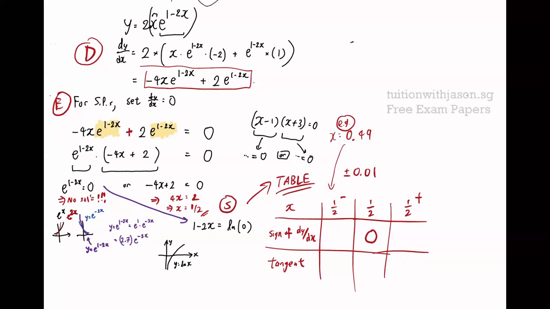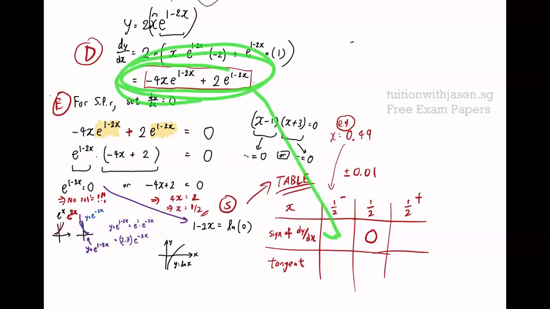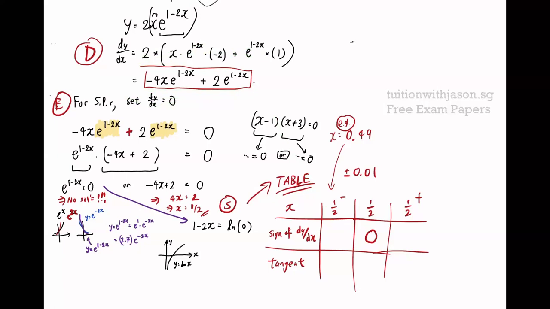So pick a value slightly smaller than half. In this case, I pick 0.49 as the x. You sub it into the dy by dx over there. Then you try to get the sign of that expression after you sub in x equals 0.49. What do you get?